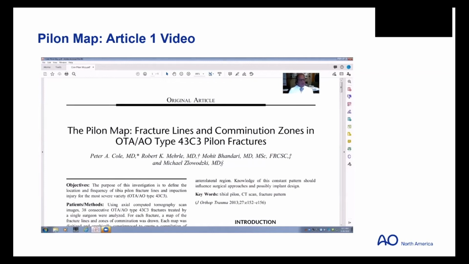I love the story, but there is something about the map which is visual. All you need to do is see the map and you get it. And so it's a powerful message to the operating surgeon. It tells you where you want to be, what to expect, what you would want your implants to look like, what novel approaches you could develop.